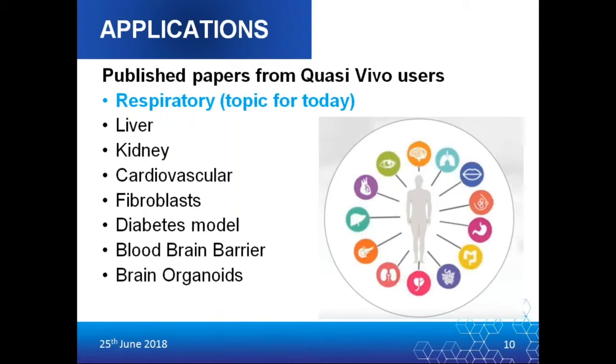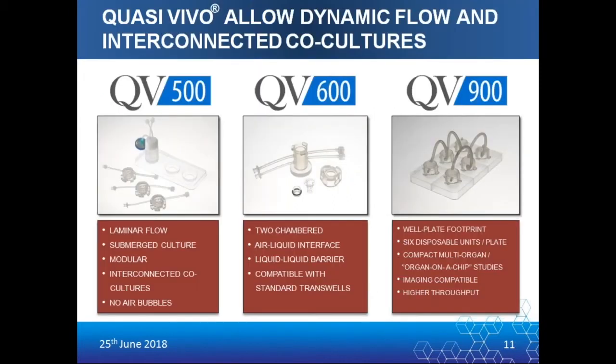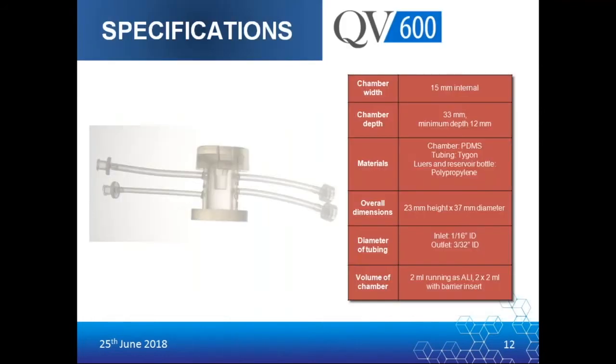So a little bit more detail as to the technical aspect of the QuasiVivo 600, which you can see in the middle of the screen. This unit fits any standard transwell insert. It has tubings for flow to the top and the bottom compartments. And there are two compartments, so the tubings connect to both the top and the bottom compartments, which could be used to create two separate flow circuits.